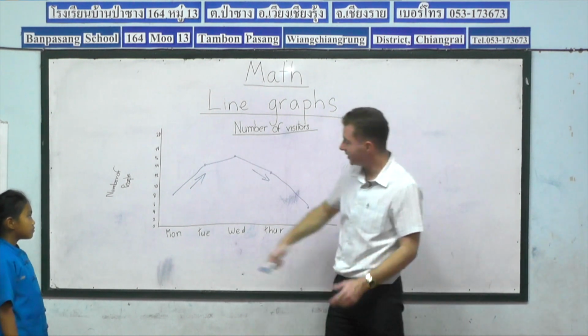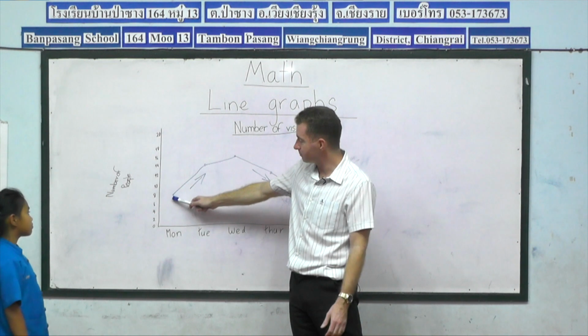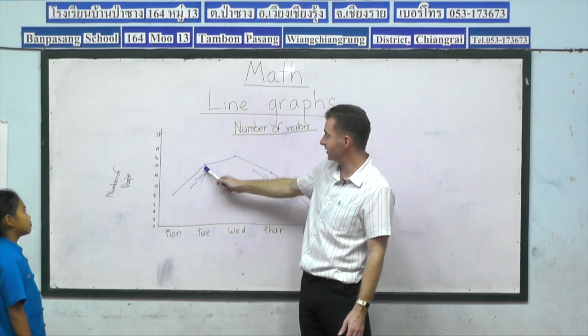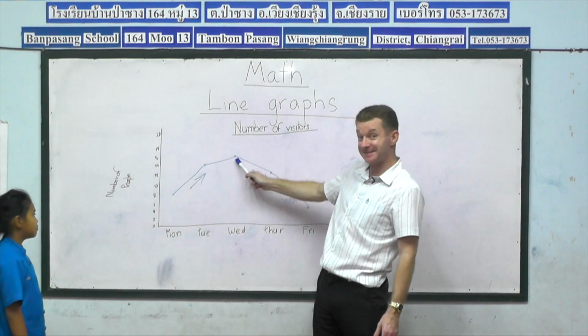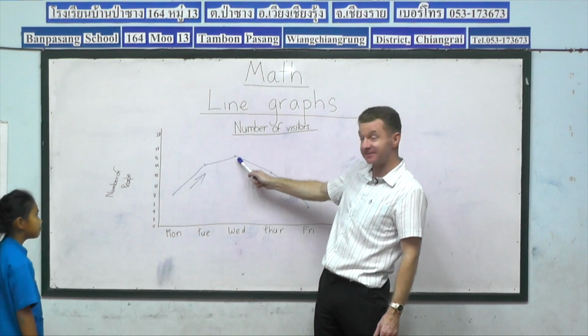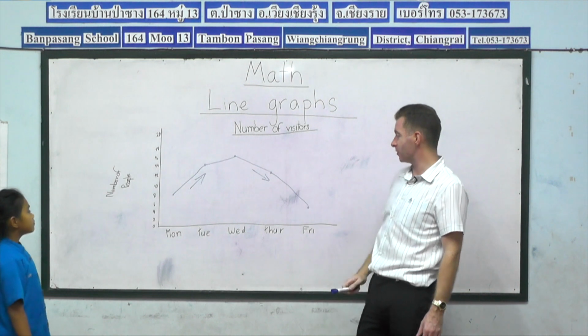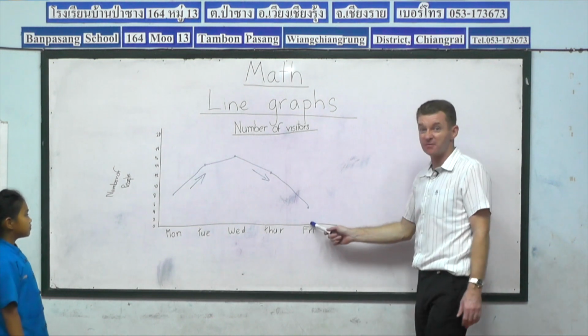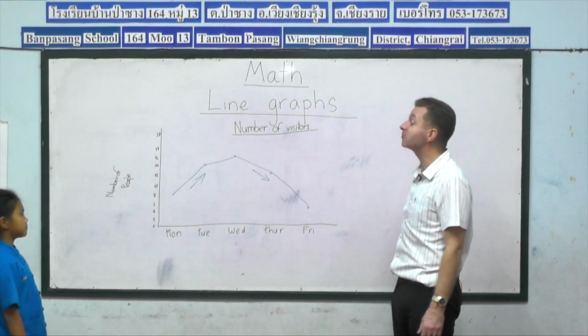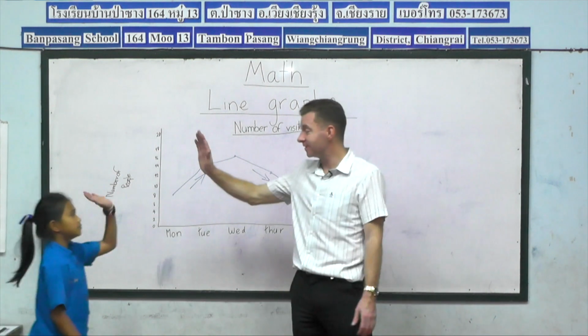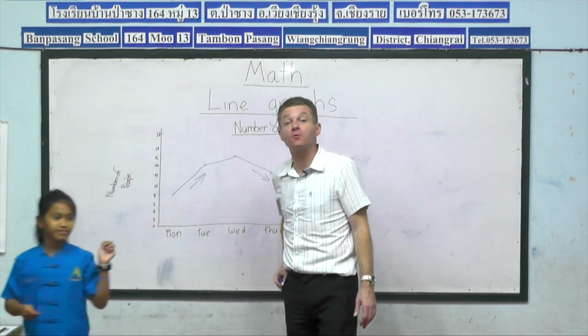So we can say we started with 8 visitors on Monday, 14 on Tuesday, 16 on Wednesday. That was the busiest day. But then the numbers started to drop. 12 on Thursday and only 4 on Friday. Well, Pakbung, that was brilliant. Very well demonstrated. Big round of applause for Pakbung, please, guys.